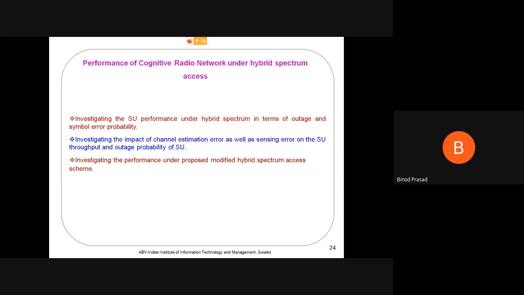Now one more scenario that we are discussing is the hybrid spectrum access. In this scheme, what I said earlier is that a secondary user can exploit both kinds of access schemes, that is the underlay scheme, where it can transmit all the time, and the other approach, the interweave approach, where it can transmit only when the licensed users are free. So if you combine both approaches, then it gives more access to the given spectrum. That means it improves the throughput of the CR network.